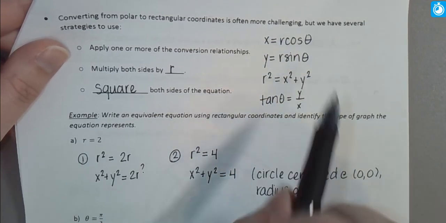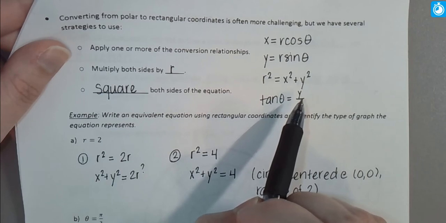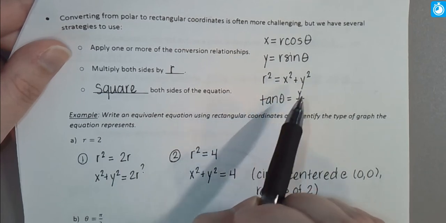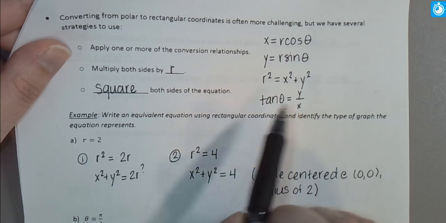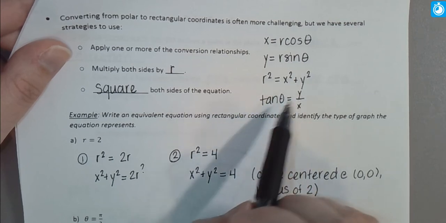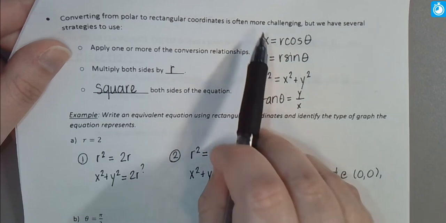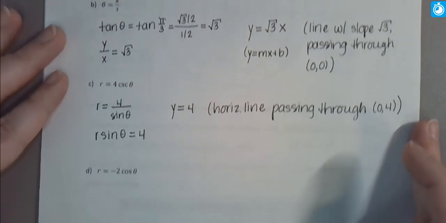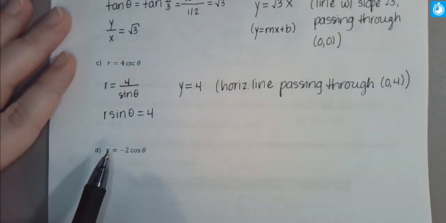Well, what are our other options? Well, we have additional options. We have r squared is equal to x squared plus y squared. We have tangent theta is equal to y over x. This is probably not going to help us just because we have an r, so we're going to have to use some combination of these three. Now, in order to substitute for the r, we know we're going to need an r squared.